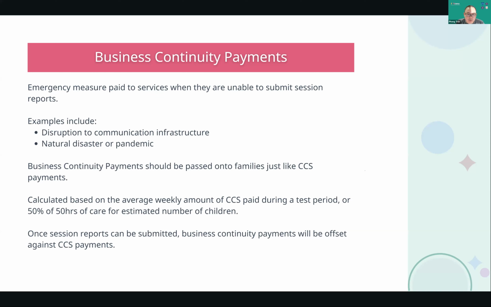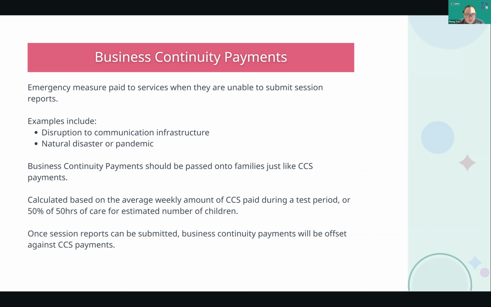Now, other examples you might consider are local area emergencies. In Australia, obviously, in Sydney, we have to deal with floods and fires and things like that, and again, that's applicable to your state. But a disruption to the operation of communication infrastructure that cannot be rectified by the end of the relevant period, or where the service is significantly affected by a natural disaster or pandemic, such as COVID-19, flood, storm, fire, or earthquake. So anything that prevents you from being able to submit sessions or having children attend your service, it's eligible for a business continuity payment.